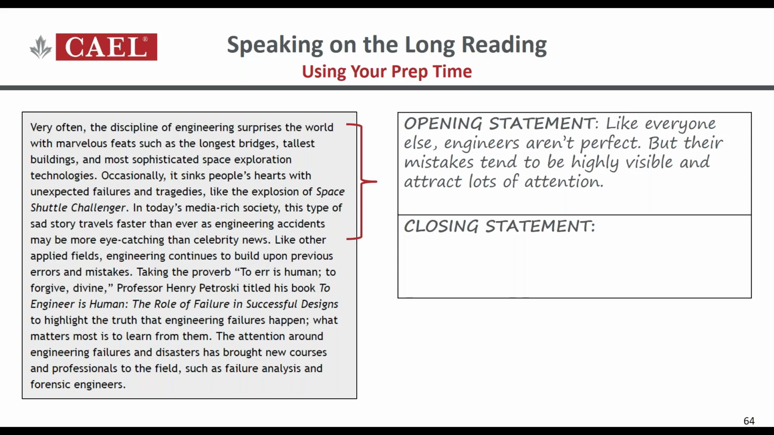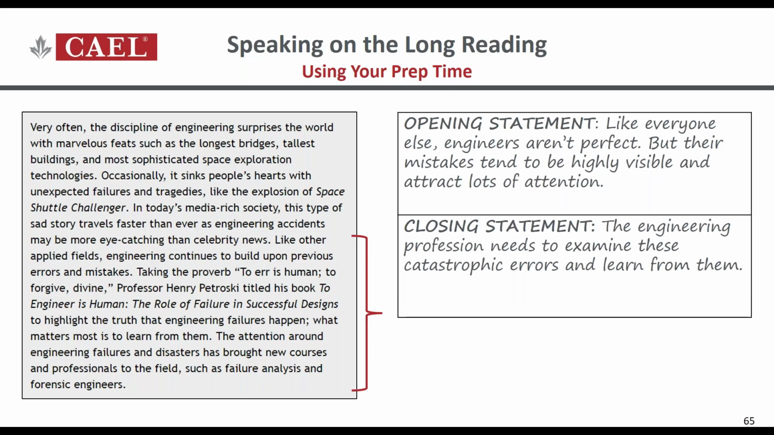It's just an example. And for this statement, we said, like everyone else, engineers aren't perfect, but their mistakes tend to be highly visible and attract lots of attention. So basically, engineers do some good things, right? They create wonderful bridges and buildings and technology, but their mistakes are very serious because people can lose their lives and people can have serious accidents. So their mistakes are highly visible and get reported on in the news. Okay, so that's one way you could introduce this subject if you were going to answer.